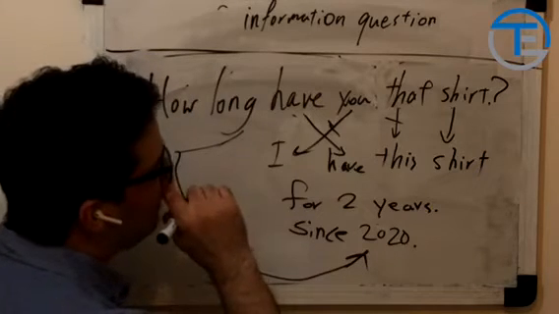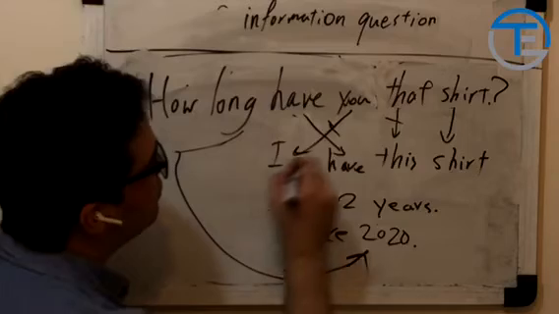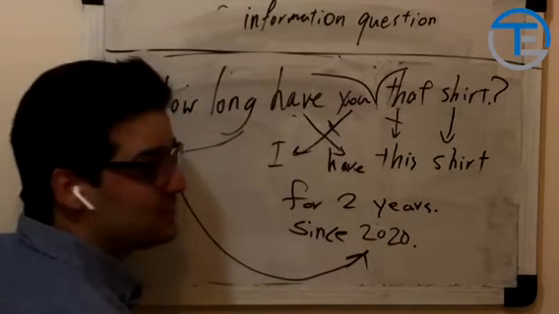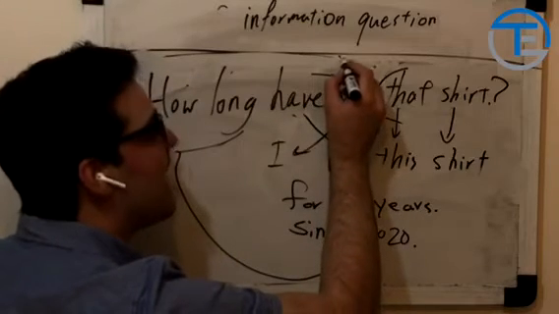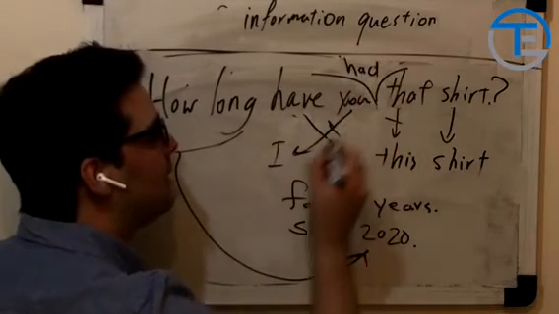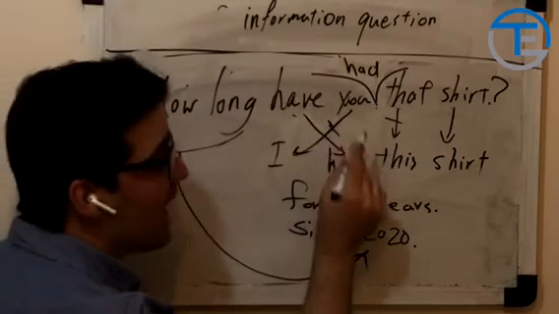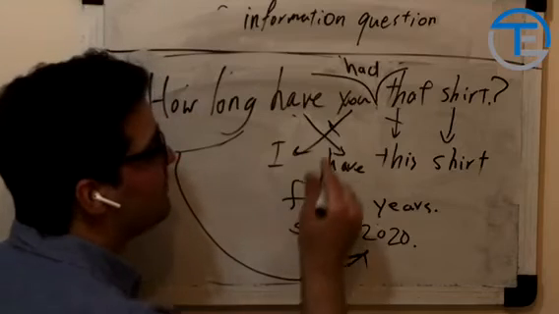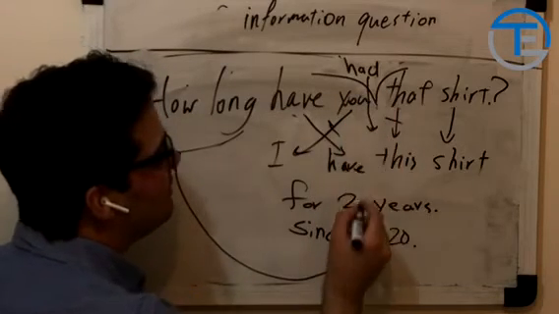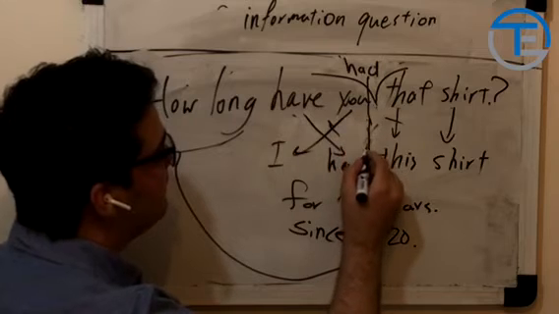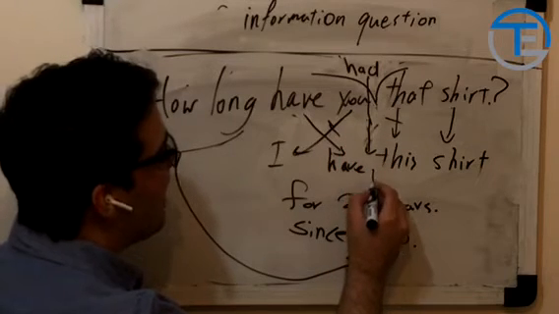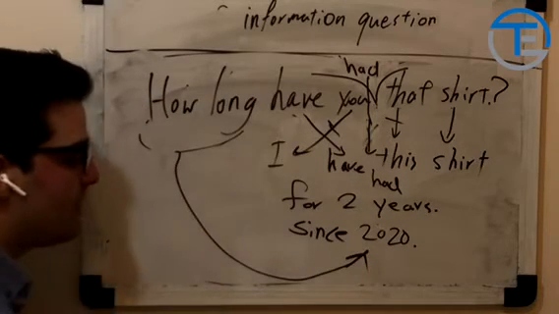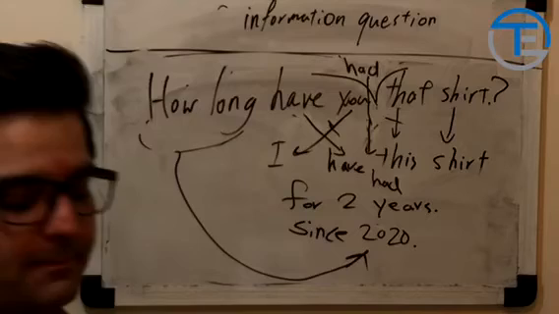But here I forgot to write the past participle of it. Sorry about that. You can write here had. How long have you had, past participle? And then continue. Don't forget it like me. Just write it here. I have had this shirt for 2 years. Since 2020.